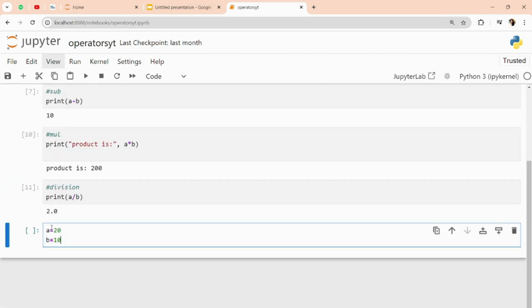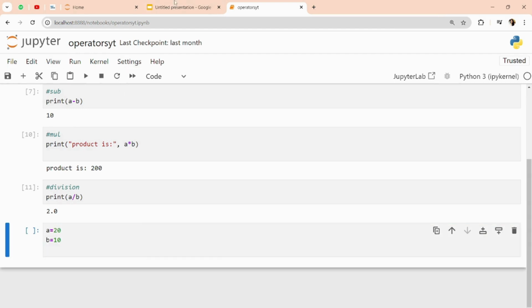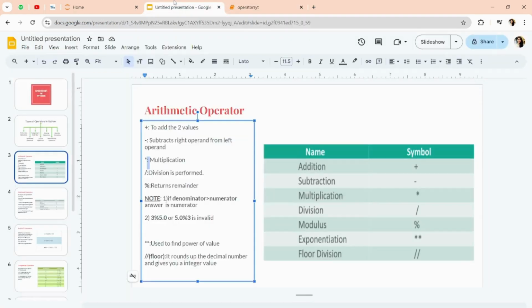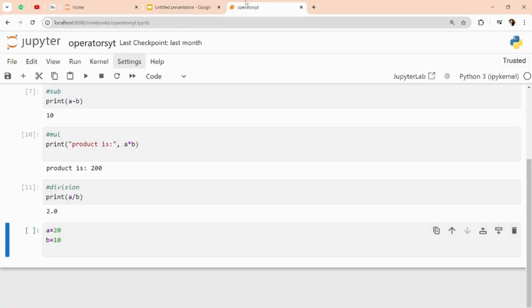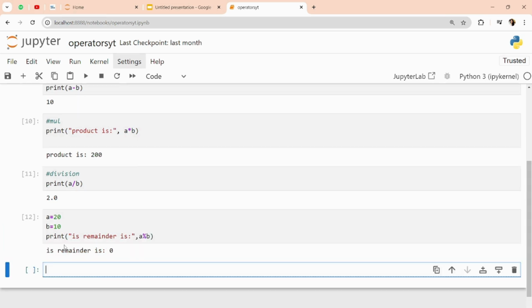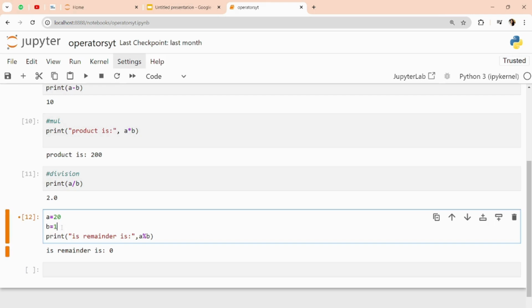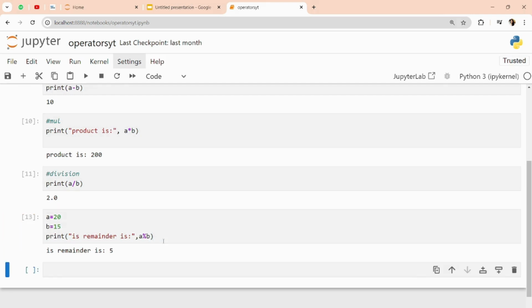Okay. So here there is modulus, right? So the next one is the modulus. Let's perform that also. So here print, the remainder is, a mod b. The remainder is 0. If I change the value, like if I give here 15, now let's see the value. The remainder is 5. So like that you can see the remainder.